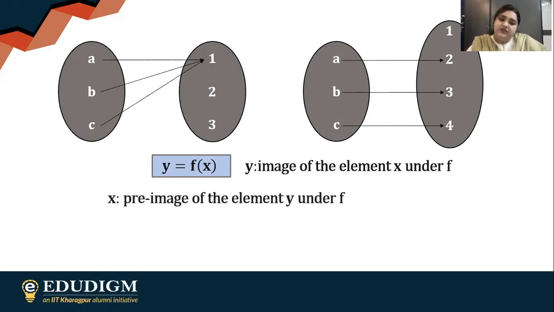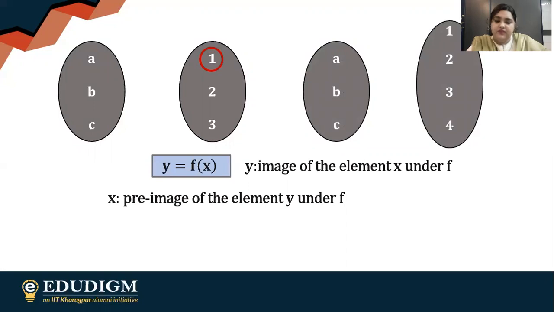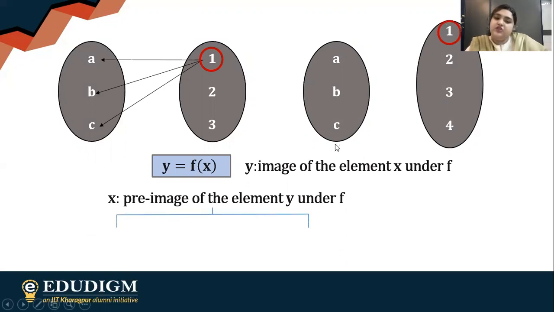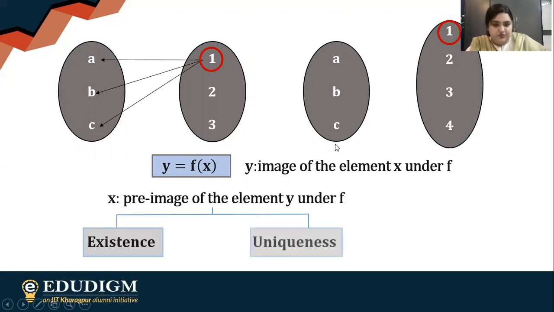Now look at the reverse thing. x is called the pre-image of the element y under f. Now let's talk about pre-images. In the arrow diagrams, one has three pre-images, whereas here one does not have any pre-image at all. So we can definitely talk about their existence and uniqueness, and if we do, we will get some special types of functions. This is where the origin of classification of functions starts.